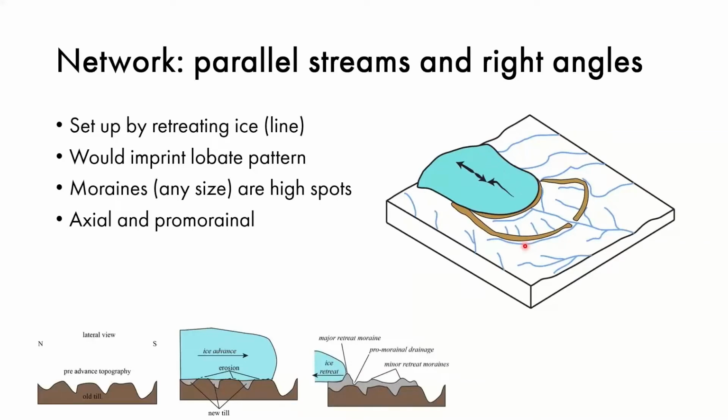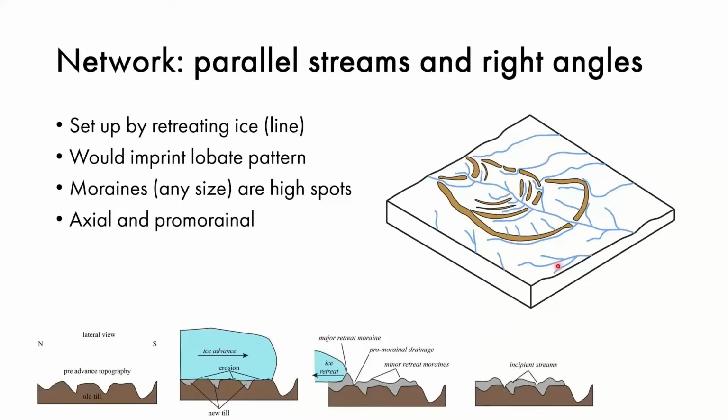Ice can also advance and retreat quickly, and these form a lot of small moraines. And when that happens, these moraines form small drainages between them, and they're parallel. And so you have this Des Moines River coming up and draining along the axis of this lobe shape. An axial river is what I'm calling it.